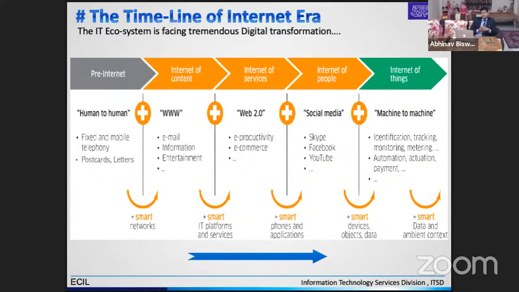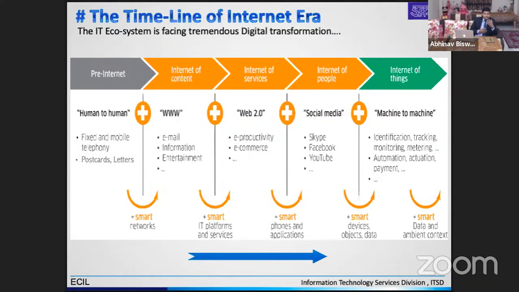Then came the internet of services, where e-productivity and e-commerce sites started coming online. So companies started coming online, they started delivering their services online. So that was the internet of services. And this happened because the IT platforms, web development and design, all these things, browsers, started getting more advanced and new. The next stage was the internet of people.